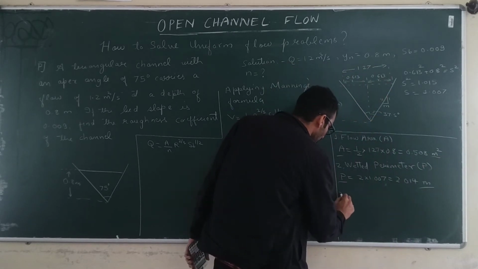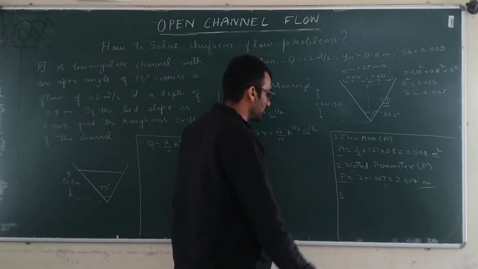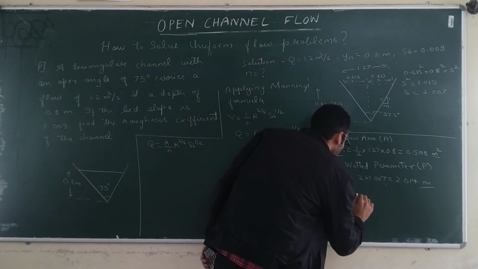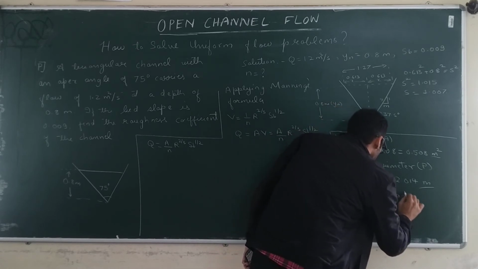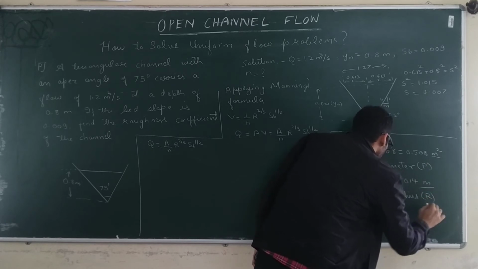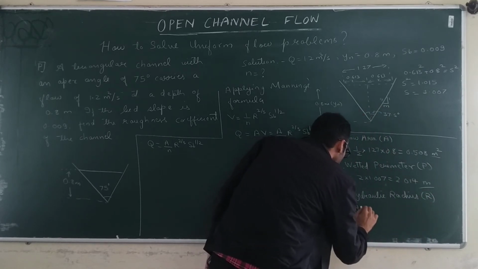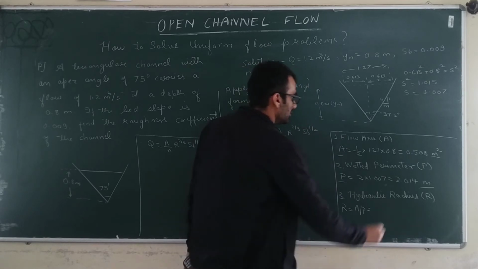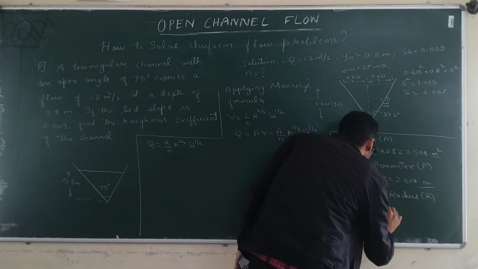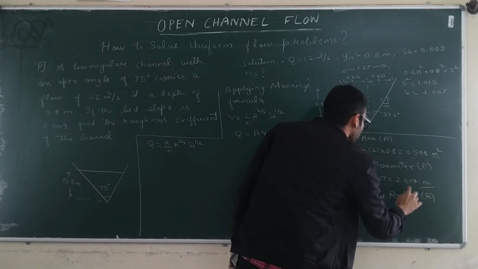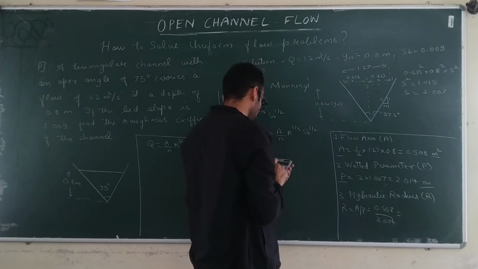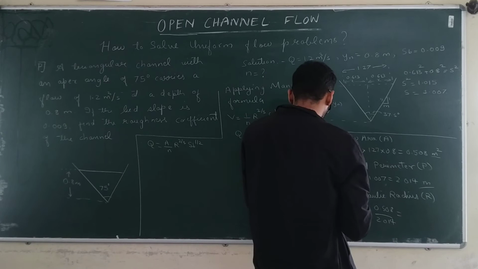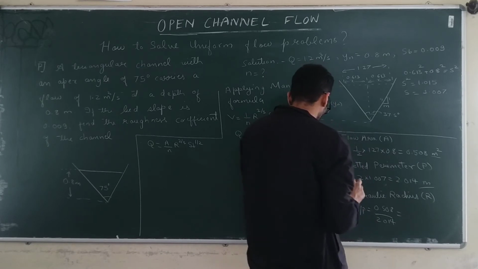Fine. So once you know the wetted perimeter, you can directly calculate the hydraulic radius R. So hydraulic radius R is given by A by P. That is, what is A? 0.508 upon perimeter, 2.014. So that is equal to 0.252.